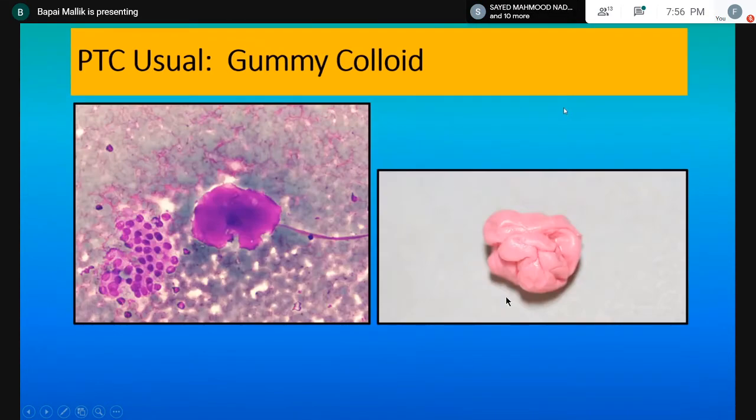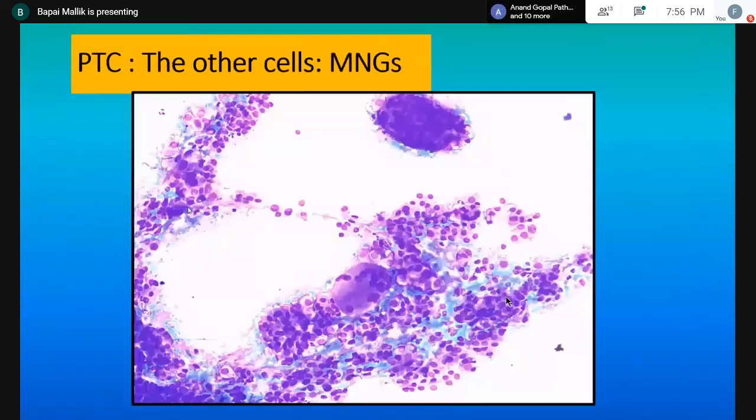Now, this is another thing, which we talk about as chewing gum colloid, the gummy colloid. Once again, gummy colloid may be found in papillary thyroid carcinomas, but most often gummy colloid is actually not in papillary thyroid carcinoma. You can see gummy colloid in colloid goiters also, mixed with the general other appearances of the colloid that you're more familiar with. So this is gummy colloid.